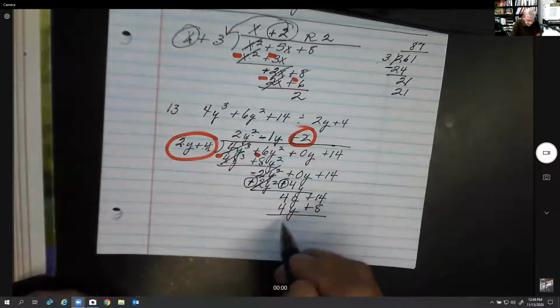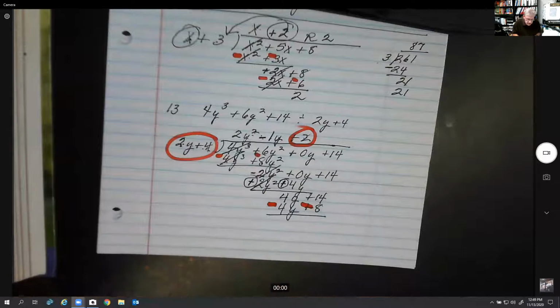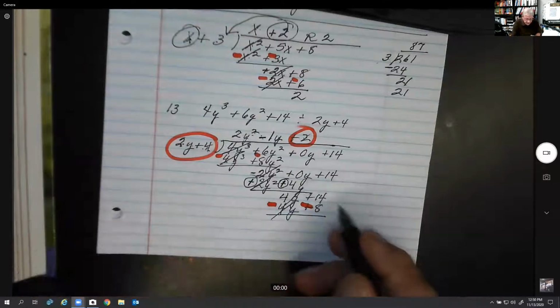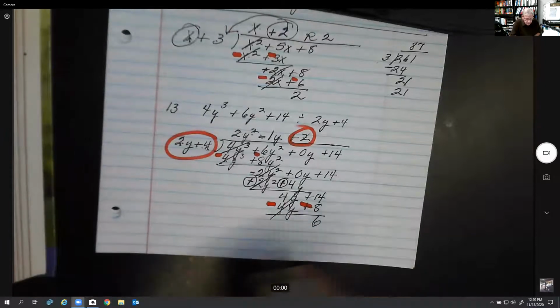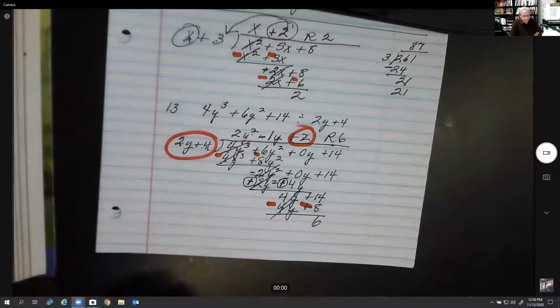And now I'm going to change signs, change, change, because it's very important. Sometimes you forget on the last one, and then you get the wrong remainder. This should be 6, not 22. So this is a remainder 6.